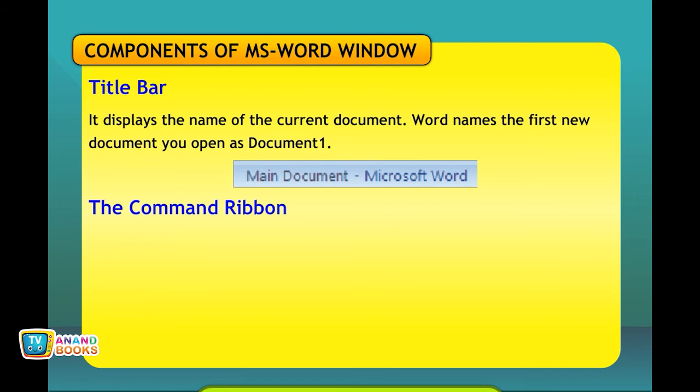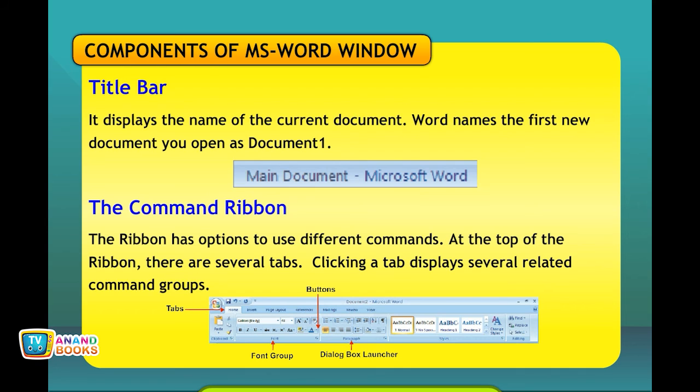The Command Ribbon. The ribbon has options to use different commands. At the top of the ribbon, there are several tabs. Clicking a tab displays several related command groups. Buttons, tabs, font group, dialog box launcher.